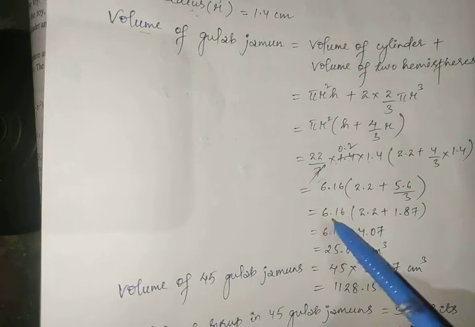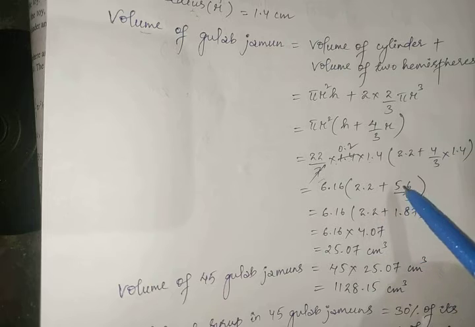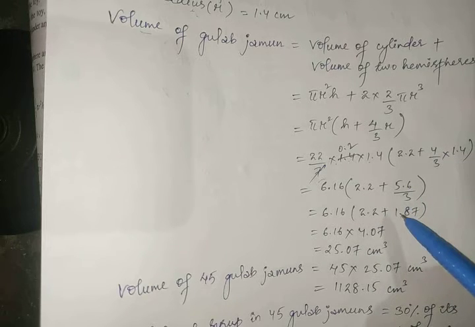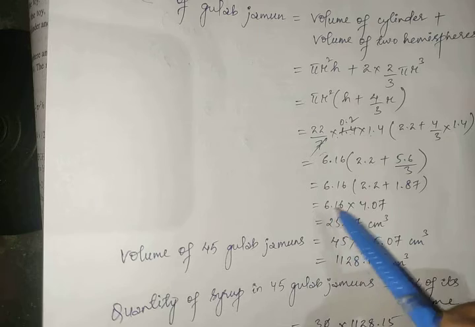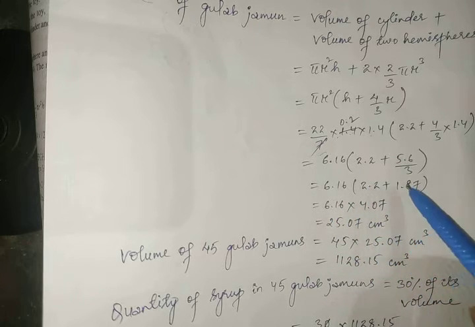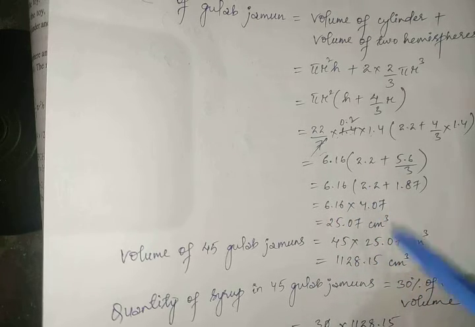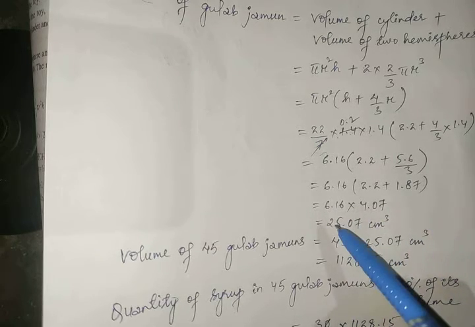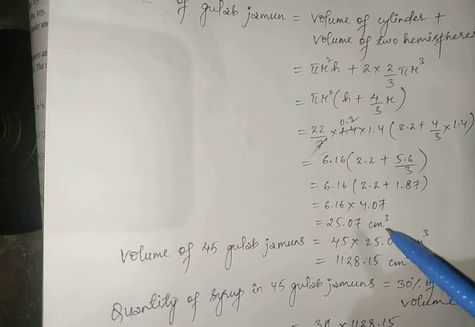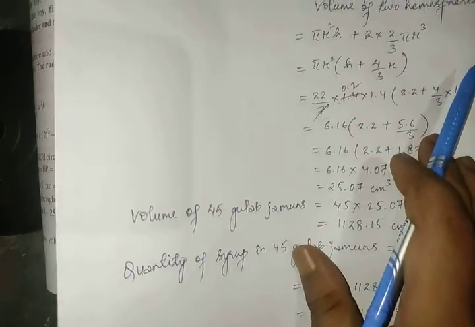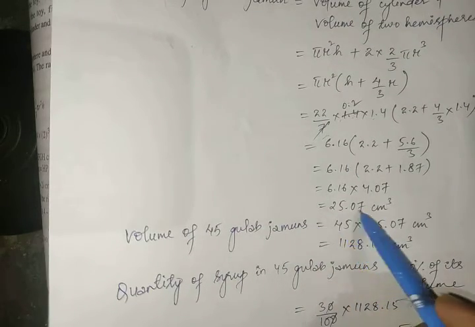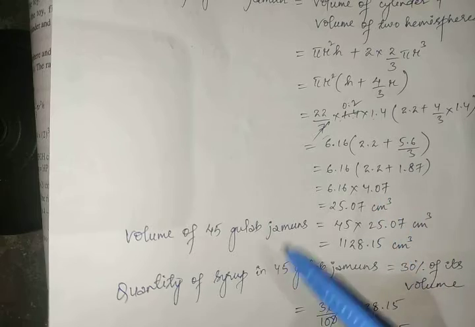So in the next part we have 6.16 into 2.2 plus, when you divide 5.6 by 3 you will get 1.8666. So approximately you can take 1.87. Then 6.16 into, if you add 2.2 plus 1.87 you will get 4.07. Calculation part you do by yourself. Then when you multiply this you will get 25.07 cubic centimeter. Since it is volume, you have to write the unit, cubic centimeter. Now this is the volume for 1 gulab jamun, 25.07.